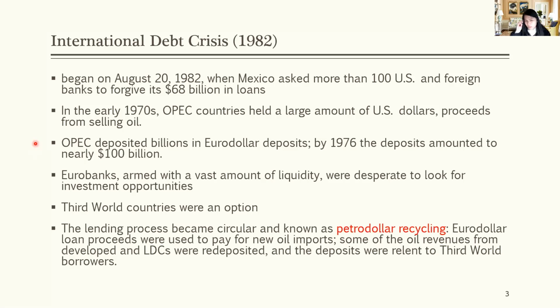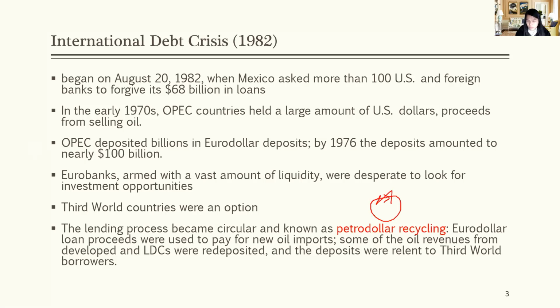Now, what happened here was that these third world countries, because they were developing, had a large demand for oil, okay? And so it created a process called petrodollar recycling, where the oil countries deposit money into the banks, who in turn use that money to lend to the third world countries. And then the third world countries use the money that they just got to buy oil from the oil producing countries, okay? So it created a circle where money got circulated.